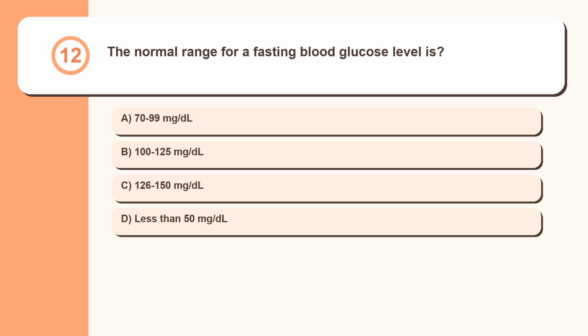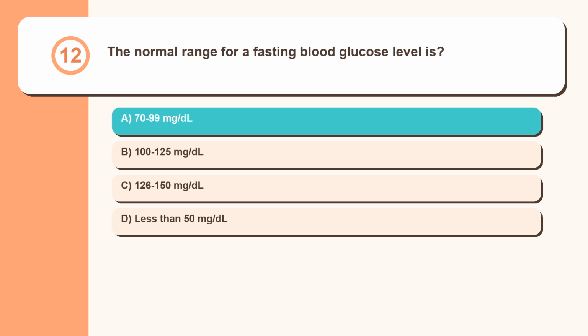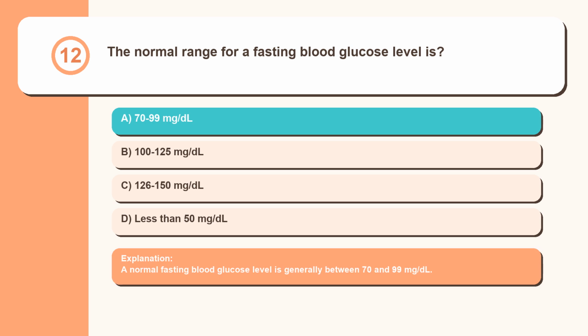Question 12. The normal range for a fasting blood glucose level is 70 to 99 mg/dL, 100 to 125 mg/dL, 126 to 150 mg/dL, less than 50 mg/dL. A normal fasting blood glucose level is generally between 70 and 99 mg/dL.